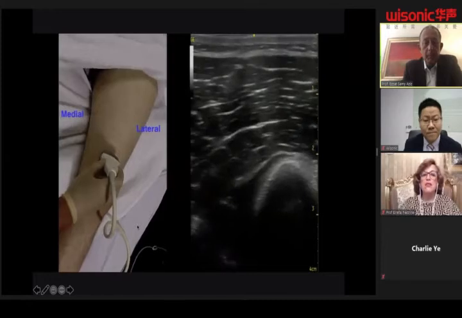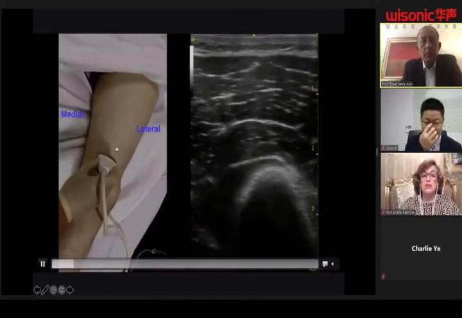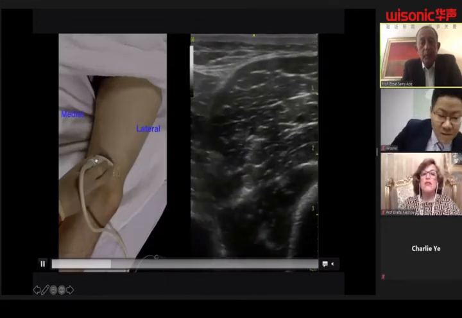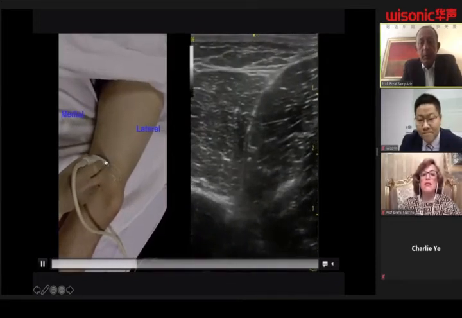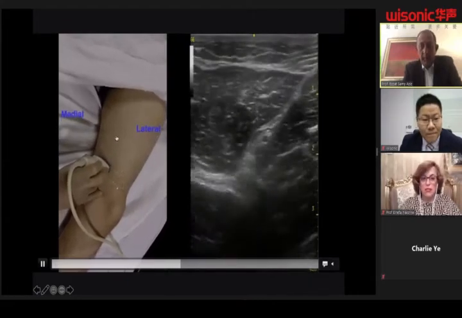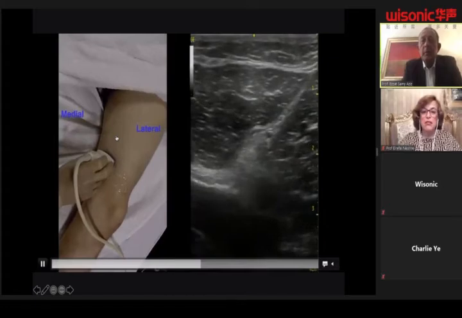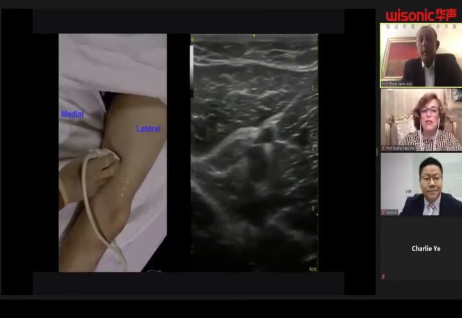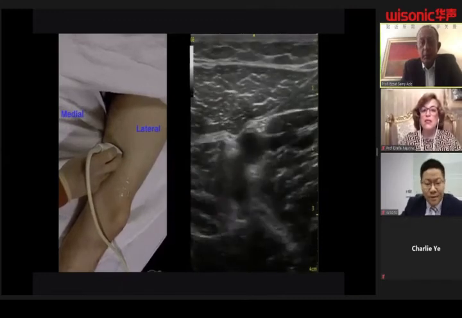So I'll try to play the video. So this is the adductor canal block, okay? So this is your probe. You look for the sartorius, and then you're going to inject your local anesthetic under the sartorius, and you will get the saphenous nerve block.